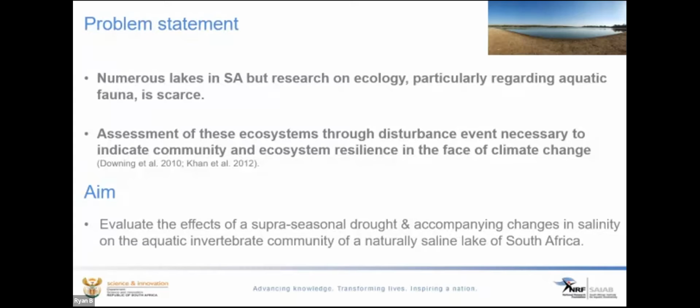There are numerous lake ecosystems in South Africa, but research on their ecology, particularly regarding their aquatic fauna, is scarce and outdated. There is also limited information on how natural saline lakes respond to drought, and thus assessing such a system through a disturbance event is necessary to provide an indication of the community and ecosystem resilience in the face of climate change. The aim of this study was therefore to evaluate the effects of a superseasonal drought and accompanying changes in salinity on the aquatic invertebrate community of a naturally saline lake of South Africa.